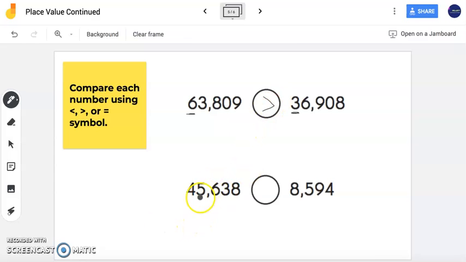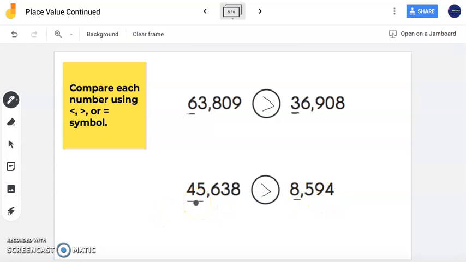Now here, first thing I notice is we have 45,638. This is a 5-digit number. Here I have 8,594. That's only a 4-digit number. We only go up to the thousands place, while here I go up to the 10,000s place, which is much larger. So immediately, right away, that's telling me this number is greater than 8,594.